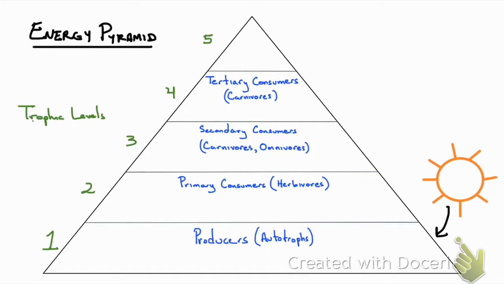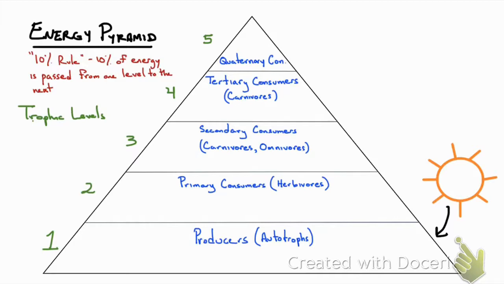And then, not in all ecosystems, but in some, we may find a fifth trophic level containing what we call the quaternary consumer. Whatever is at the top of this pyramid, though, is our apex predators, or are the apex predators of our particular pyramid.